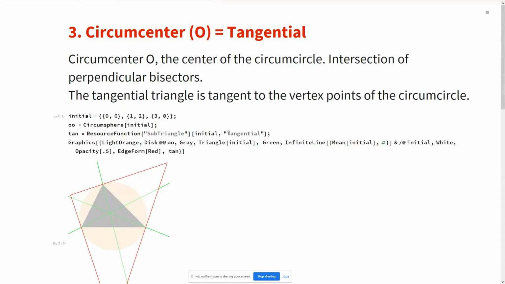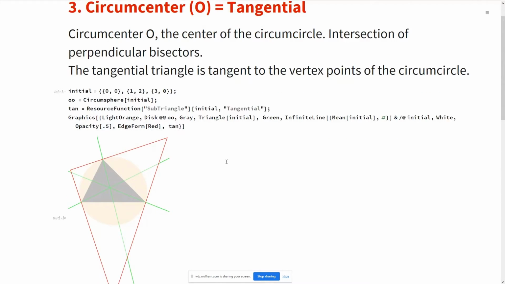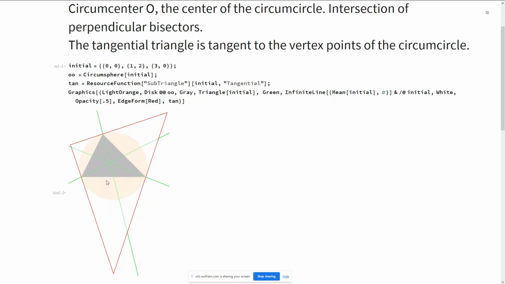The circumcenter is where the perpendicular bisectors intersect. So in gray here, we can find this point here, which is at the center, by looking at the perpendicular bisectors. The tangential triangle is tangent to the circle at the given vertex points.